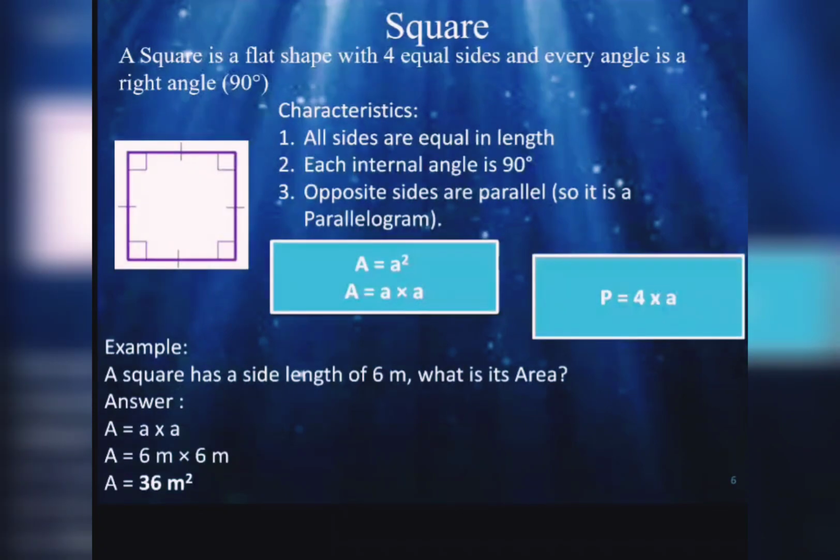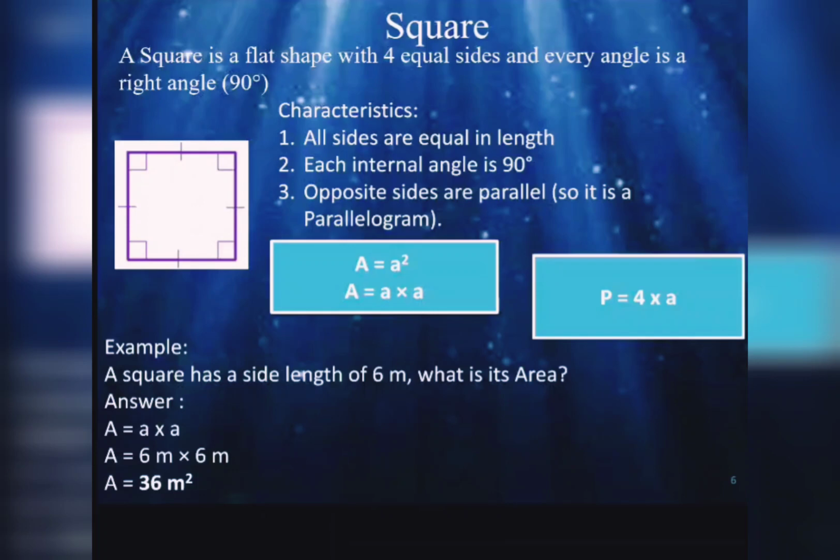And the third type is square. A square is a flat shape with 4 equal sides and every angle is a right angle, or 90 degrees. The characteristics of a square are: first, all sides are equal in length. Second, each internal angle is 90 degrees. Third, opposite sides are parallel. So it is a parallelogram.